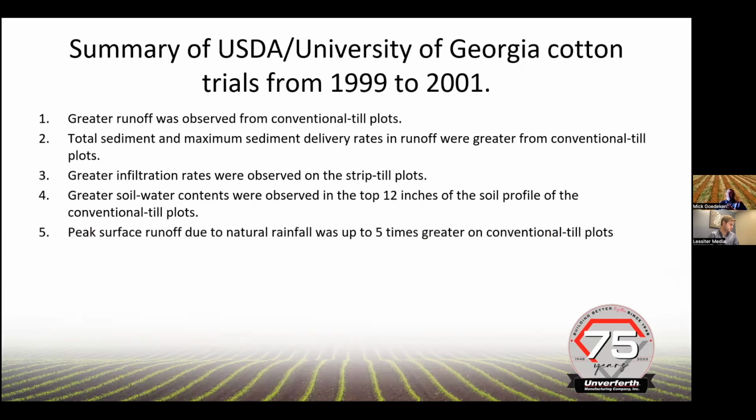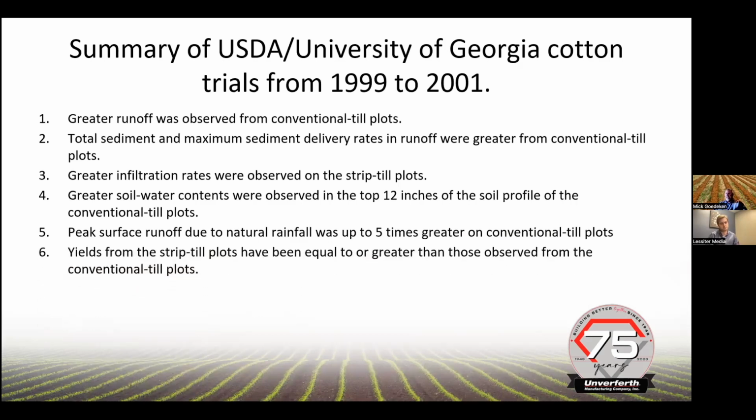Peak surface runoff due to natural rainfall was 5 times greater in the conventional till plots compared to the strip-till plots. 5 times the amount of runoff. And this is in a higher rainfall area than those other studies that we looked at earlier. Yields from the strip-till plots have been equal to or greater than those observed from conventional plots.